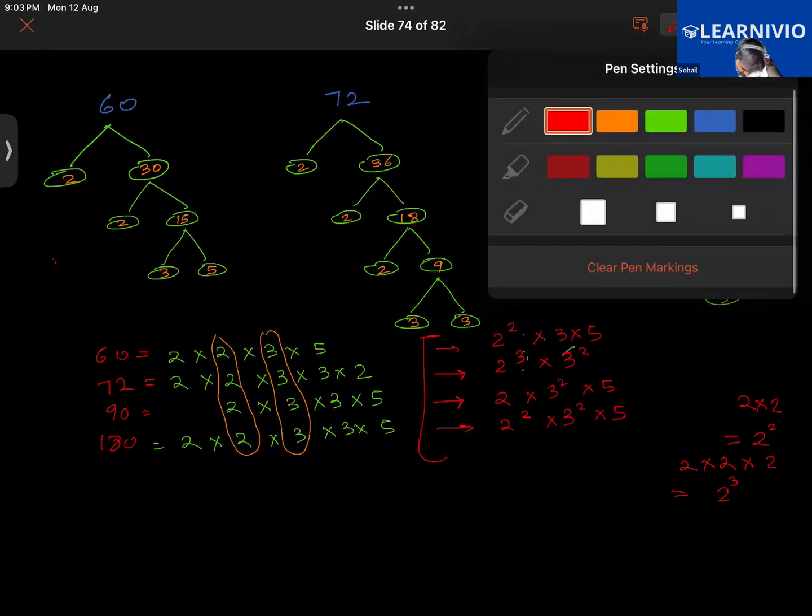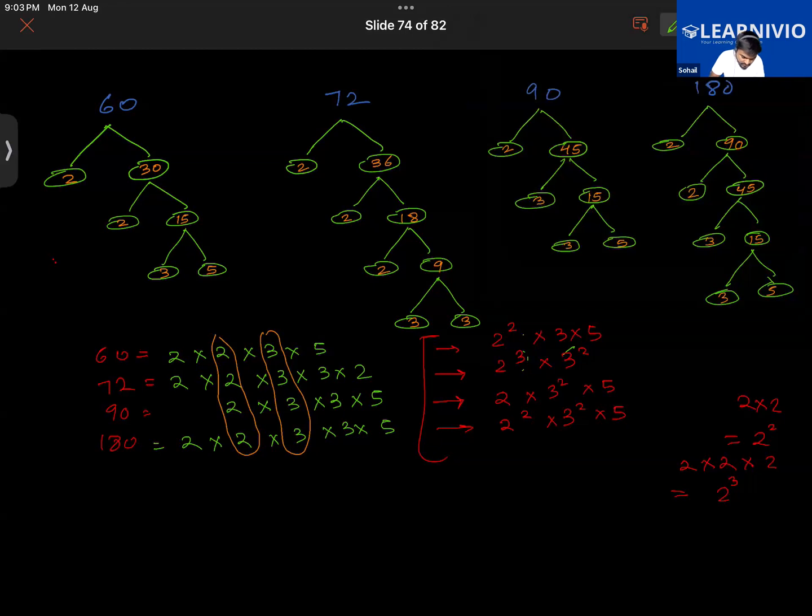Okay. Now listen very carefully to what I'm saying. Look at this 2 square and this 2 cube, and this 2 square also, right? Out of these three, which one is bigger? This one is bigger: 2 cube, right? Yes.